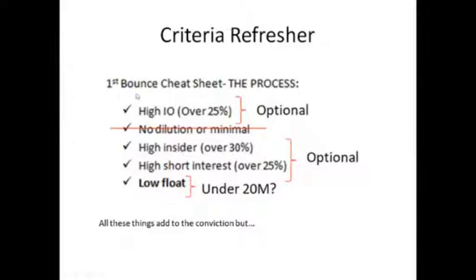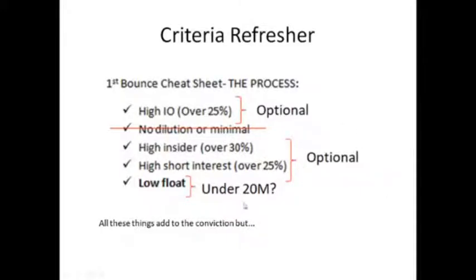So anyway, the first bounce cheat sheet. I remember going over this, and someone saw the first bounce pattern and messaged me and said, well, it didn't have institutional ownership over 25%, so I just didn't trade it. These are all just guidelines, guys. If it has no institutional ownership and we still see the first bounce pattern, well, if it has a low float, then that stuff doesn't really matter. So these are all just a guide. All this stuff is just the process. It's understanding. It just adds more conviction, but don't treat this stuff like the Bible.